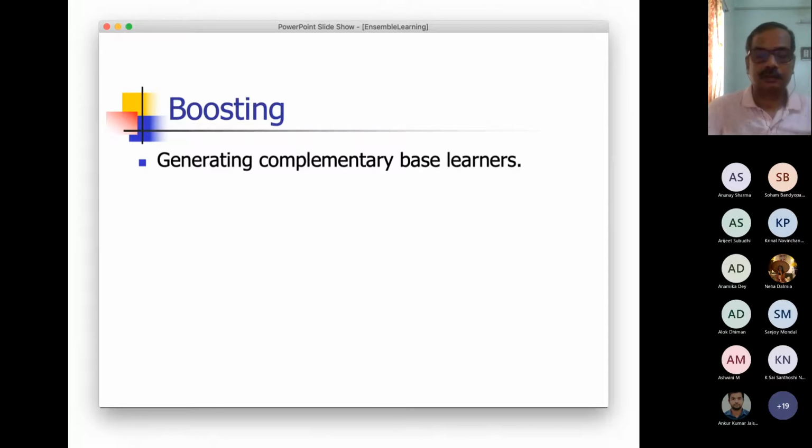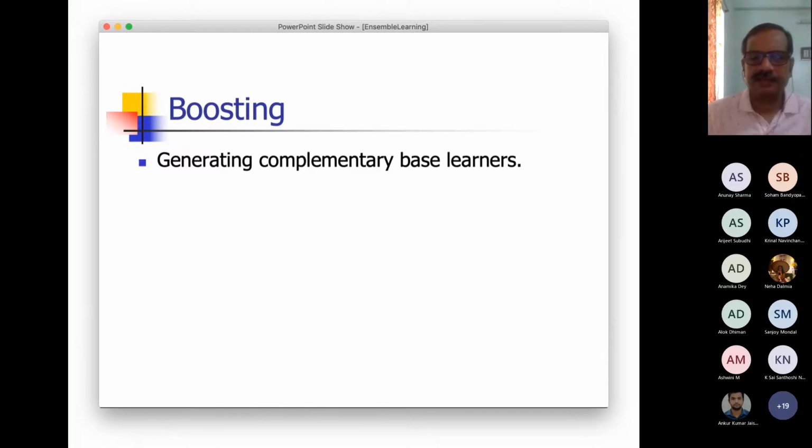Okay, so we will continue our discussion on boosting. In fact, in the last class, I just started this topic. As we discussed, in boosting, the idea is that you generate a set of learners, each complementary to the others. We call them base learners, and complementary in the sense that they are capturing certain characteristics of data, based on which the decision is taken.